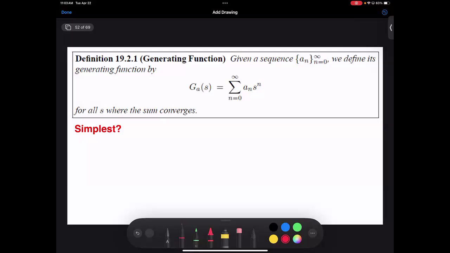So in some classes, you can get into trouble for being a smartass. In this class, you get extra credit. Do not answer unless you are willing to be a smartass. What is the simplest sequence of a_n we can study, where we can understand that sum? Simplest sequence.